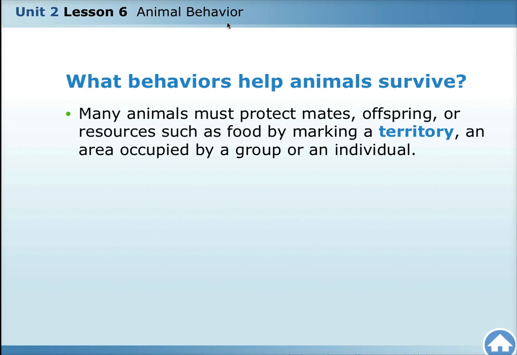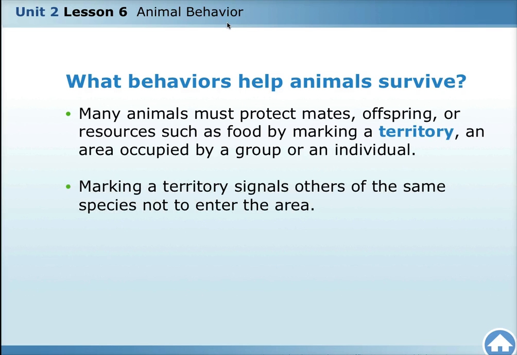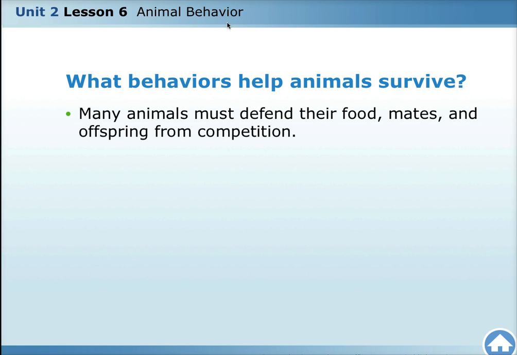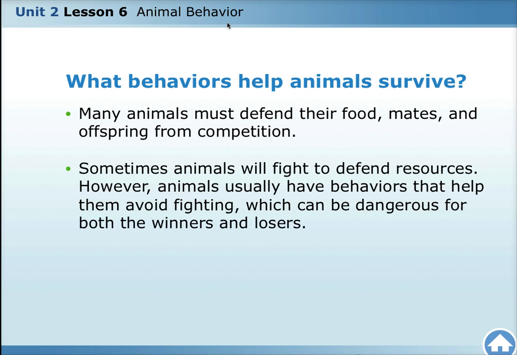Many animals must protect their mates, offspring, or resources, such as food, by marking a territory, an area occupied by a group or individual. Marking a territory signals others of the same species not to enter the area. For example, mammals rub the bark from trees or release chemical signals to mark their territory. Many animals must defend their food, mates, and offspring from competition. Sometimes animals will fight to defend resources.